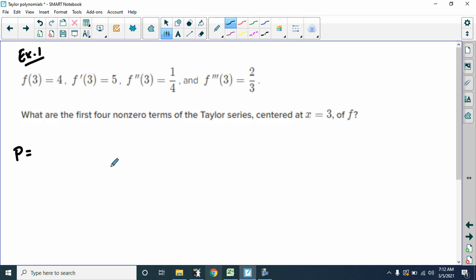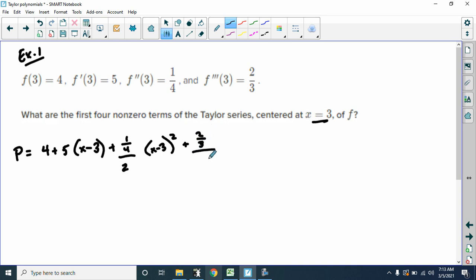So our polynomial is equal to the function value, so 4, plus the derivative times x minus c, plus the second derivative divided by 2 factorial times x minus c squared, plus the third derivative divided by 3 factorial times x minus c cubed. And then just clean it up.